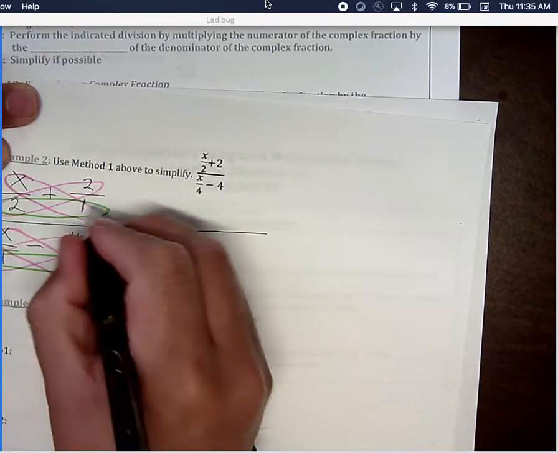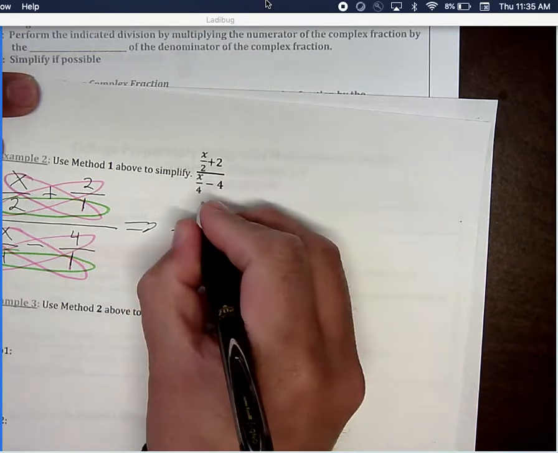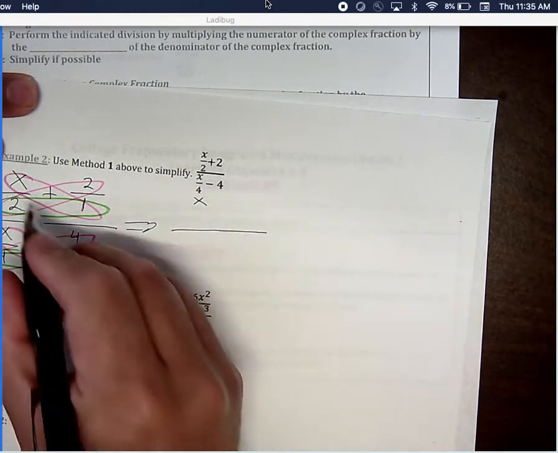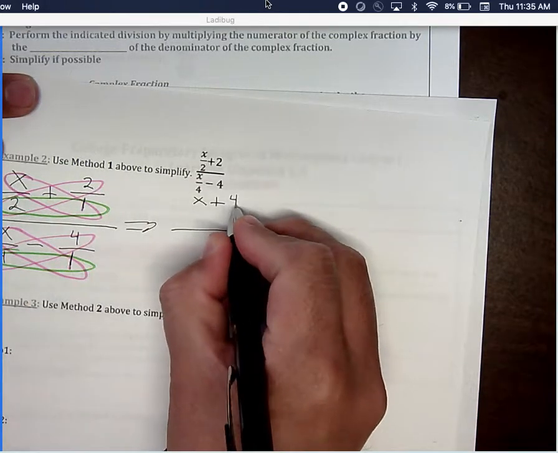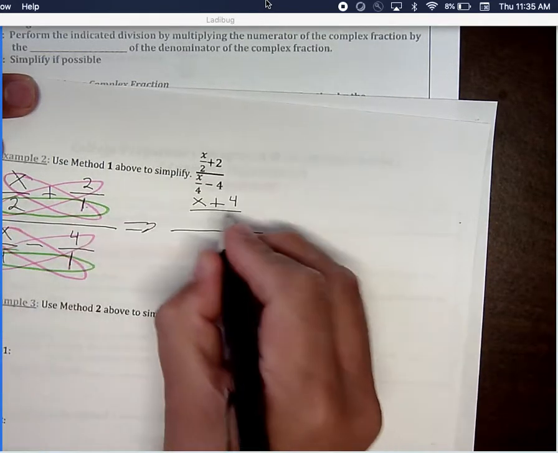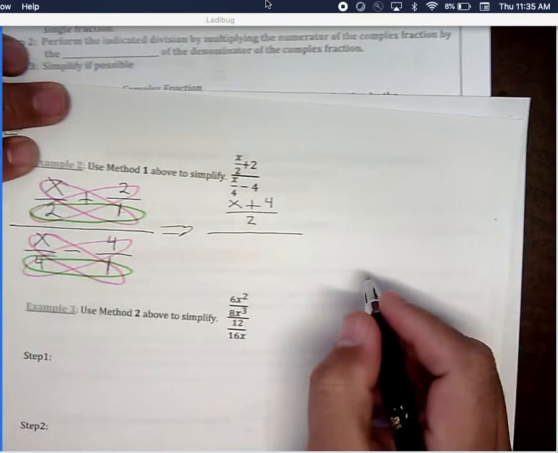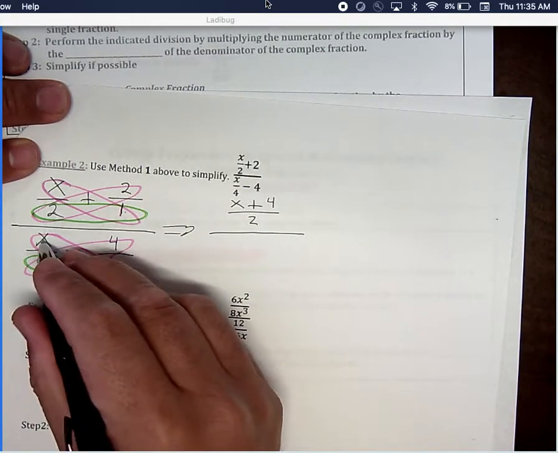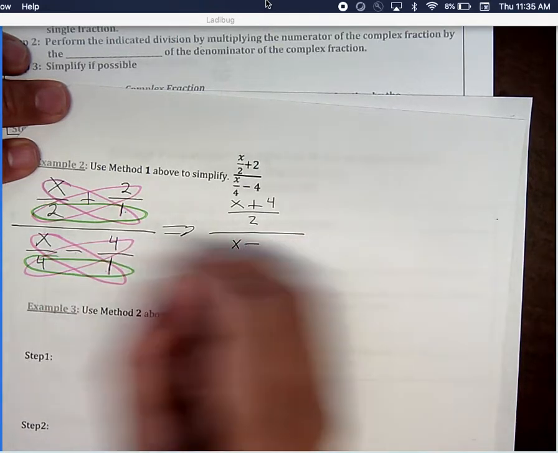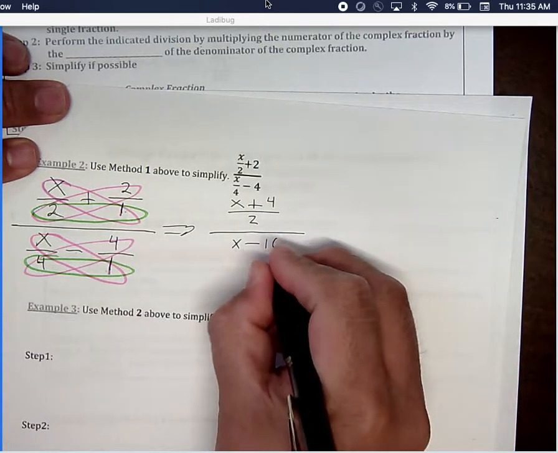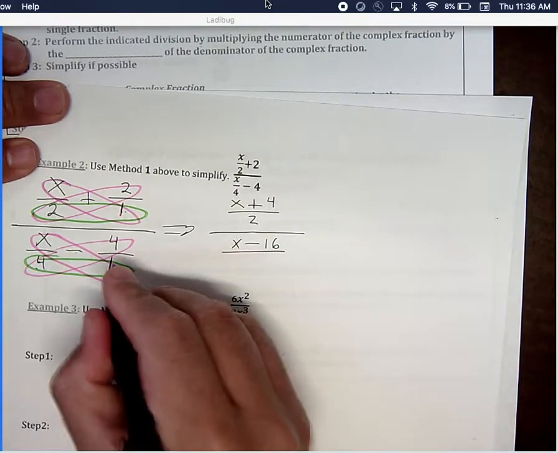Okay, so let's rewrite this whole thing. So x times 1 would be x plus 2 times 2 is 4 over 2 times 1 is 2. Then this one, x times 1 is just x minus 4 times 4 is 16 over 4 times 1 is 4.